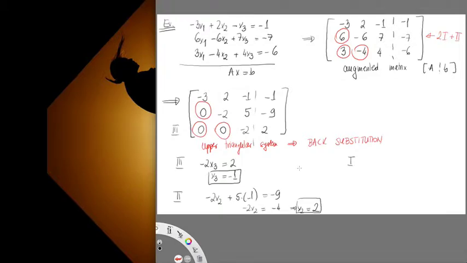And finally, the first one, I plug in everything that I know. So minus 3x1 plus 2 times 2 minus 1 times minus 1 is equal to minus 1. So minus 3x1 is equal to, this is a 5 minus 6. x1 is equal to 2. Okay? Great. So I have x1, x2, x3. Can you check for me that this is the solution to the original system?